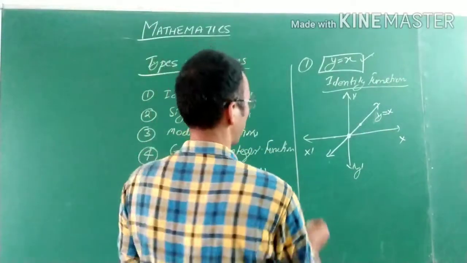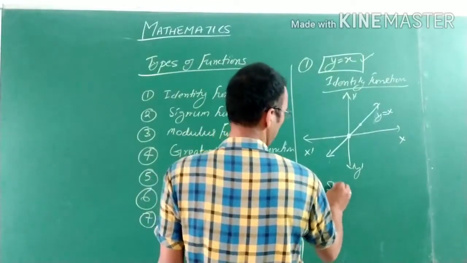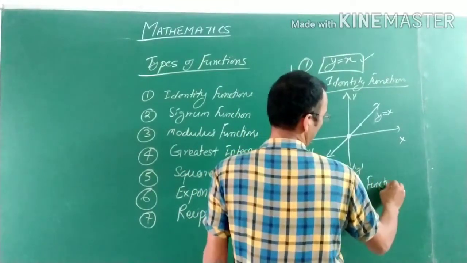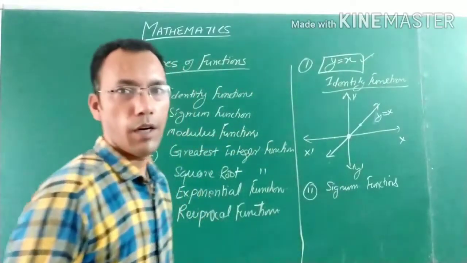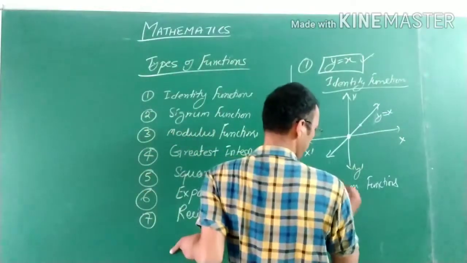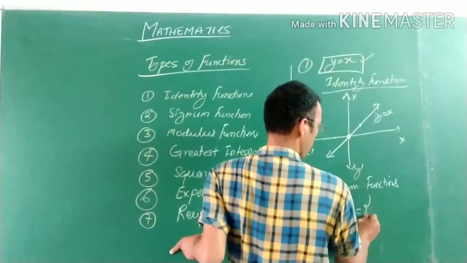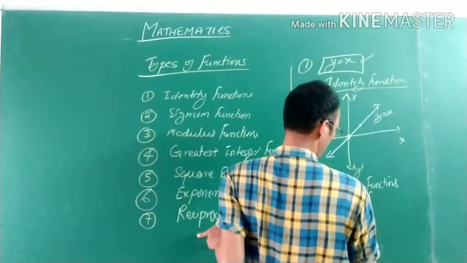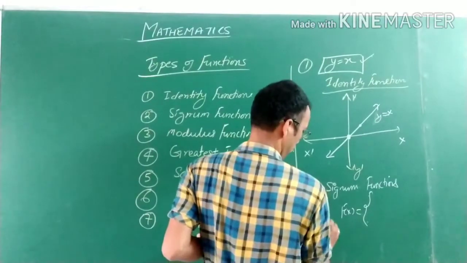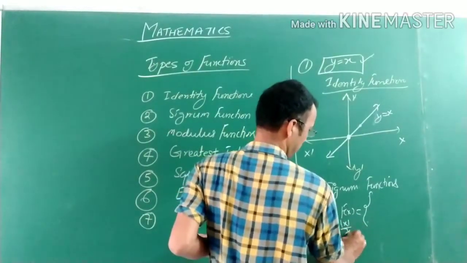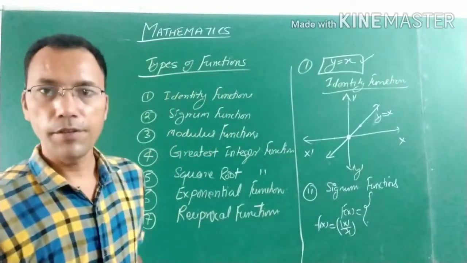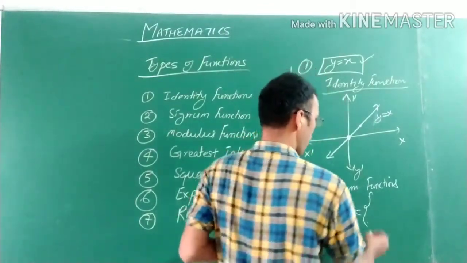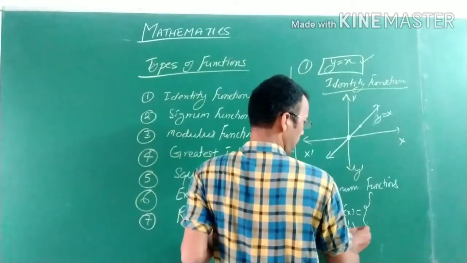The second one is the signum function. In signum functions, f(x) is equal to mod x upon x. This is called the signum function.